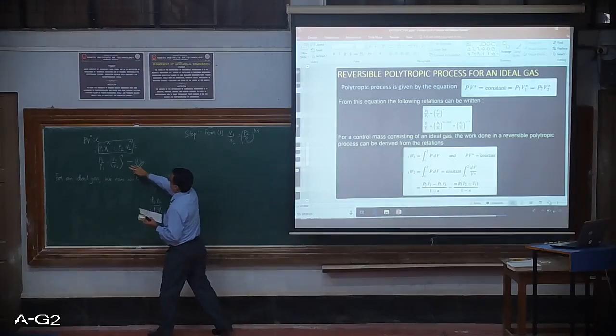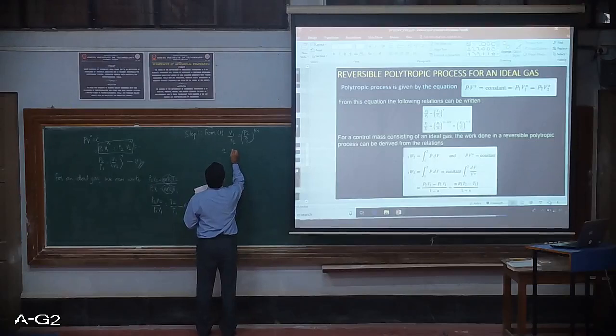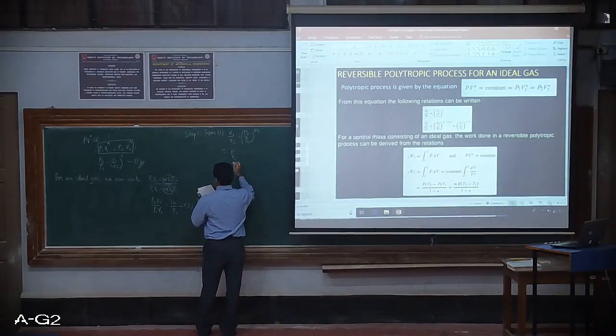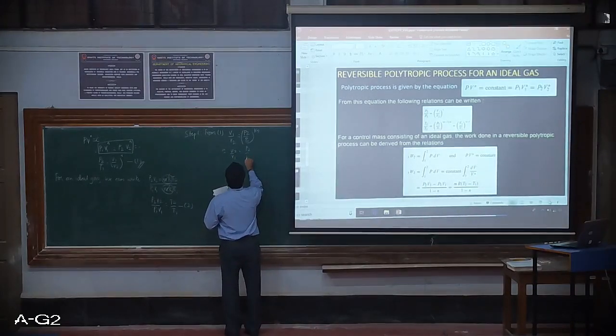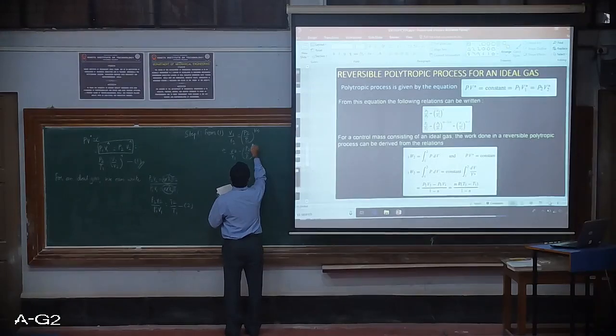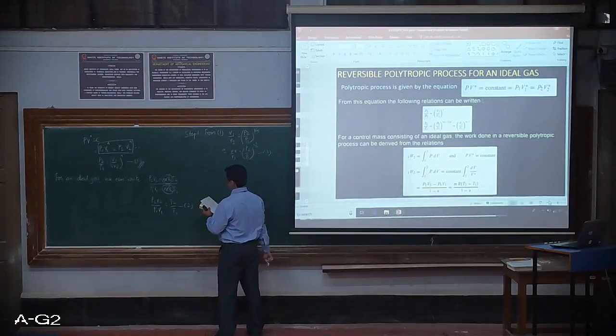Okay, so I have changed it, n is transferred, or V1 by V2, I want V2 by V1, if at all I need to change, is equal to P2 by P1 to the power minus 1 by n. So let this be my third equation.